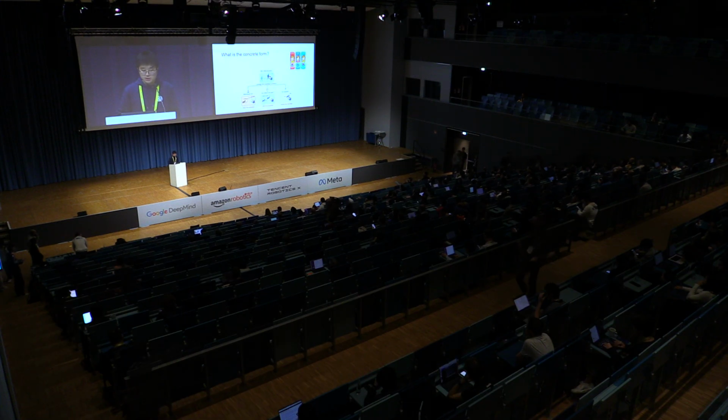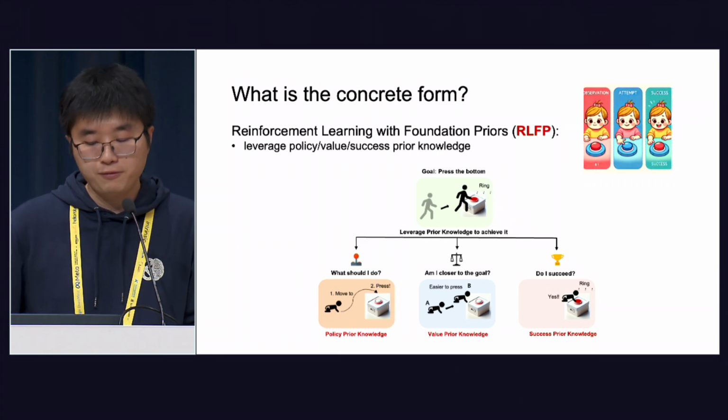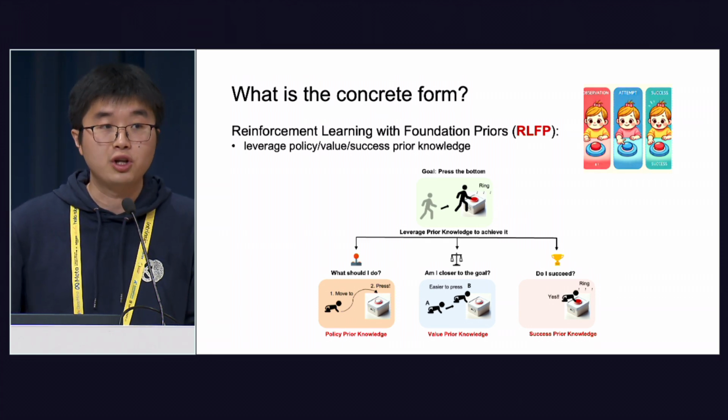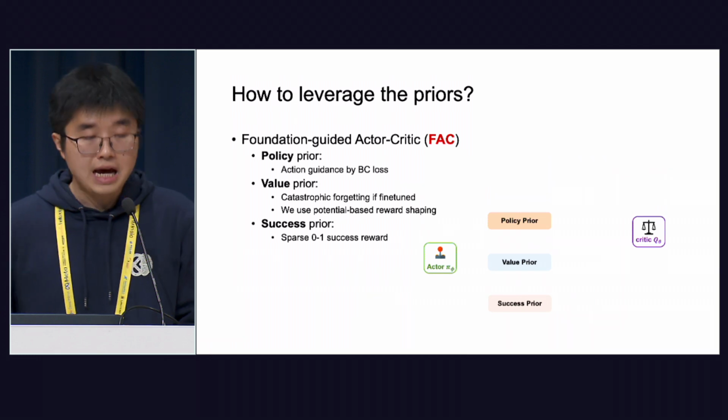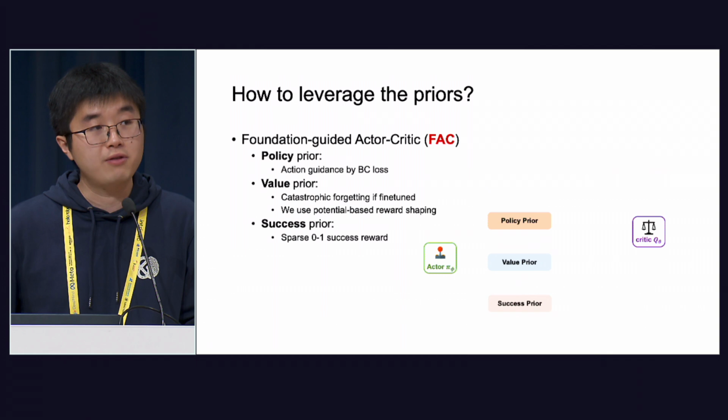And we find the three priors can be aligned well with the key concepts in the MDP, namely the policy function, the value function, and the success reward function. So we propose to do reinforcement learning under the three foundation priors. Afterwards, we need to figure out how to leverage the three priors in reinforcement learning.